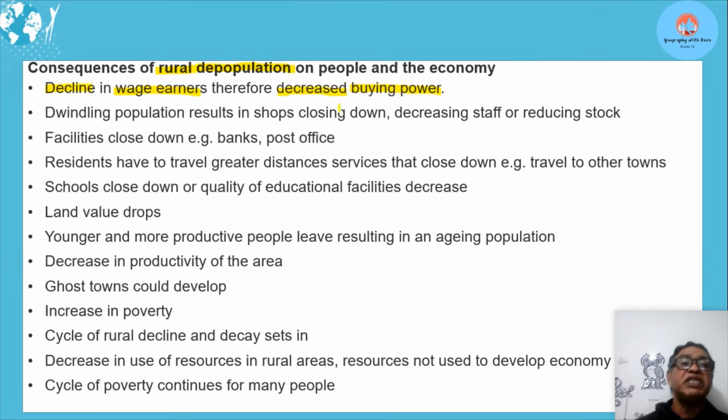So whatever facilities have been there, people have been buying, businesses have opened up, etc. It's a problem now. There's not many people to buy, so those businesses are at risk of closing down also. All right. So what we say here, dwindling population results in shops closing down as people have to reduce stock, reduce staff. Okay, some may still continue, but on a smaller scale, which is not good for the rural area, on the people and its economy.